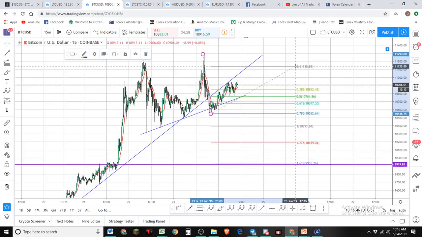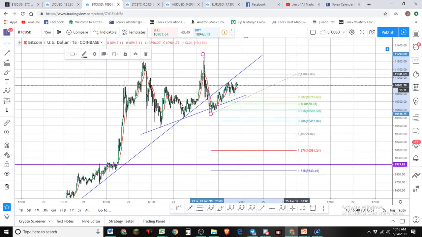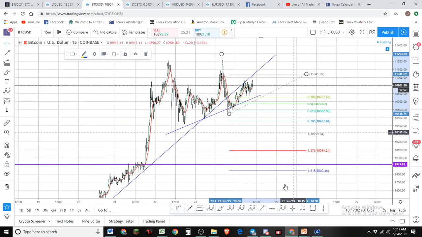We have a potential target of 10,000. About what's that? About 10,300. We could just come down and form a wick right into this range, right at the bottom of this area. We have support.